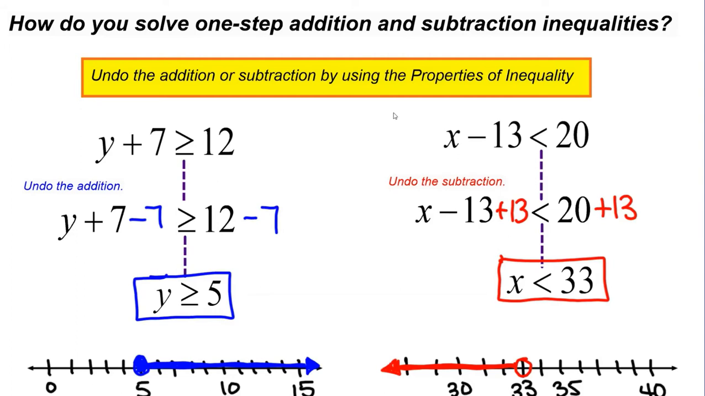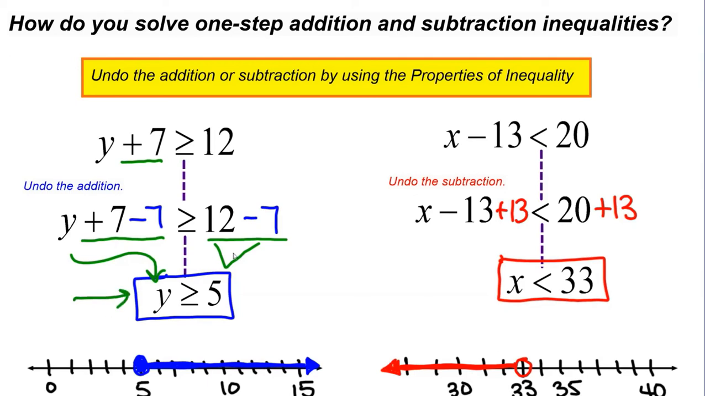So how do you solve one-step addition and subtraction inequalities? We're going to be undoing the addition or subtraction by using the properties of inequality. We're going to be using the opposite operation to undo what's happening to our variable. In this first example, I have y plus 7 is greater than or equal to 12. So I want to undo this addition by using subtraction. I'm going to subtract 7 from both sides of this inequality, and I know it's still going to remain true because we just proved that it was. So y plus 7 minus 7 is just y, and 12 minus 7 is 5. So my solution is y is greater than or equal to 5.